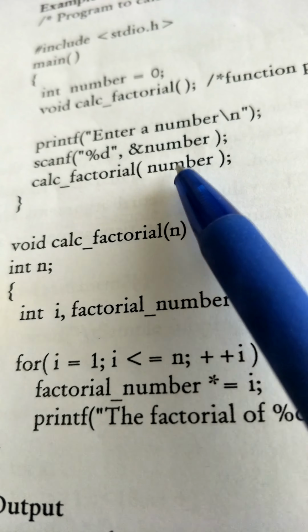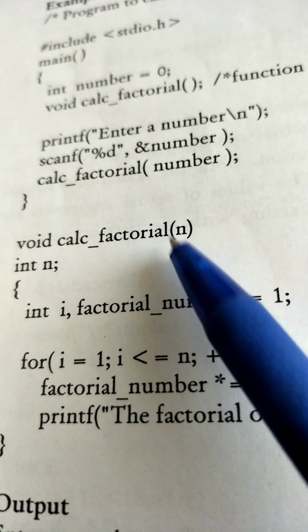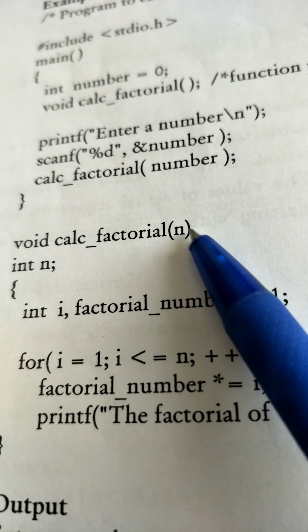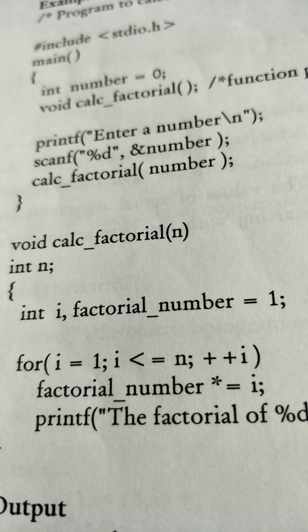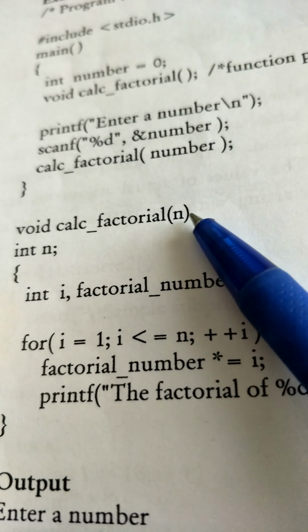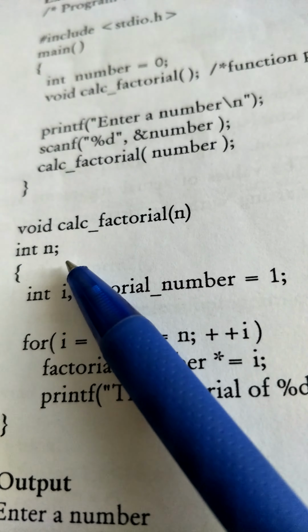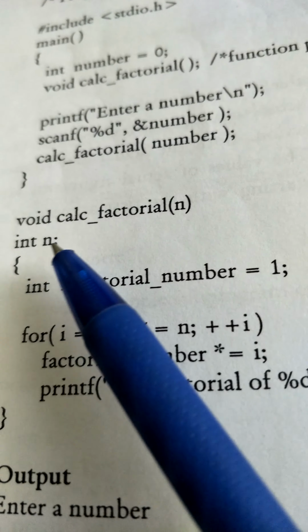Can we use a similar name? Yes, you can. No problem. You can use number here, you can use number here. But normally we use a different variable, a different argument. And then we declare those n. You still need to declare those n as integer, because now we need to use n as a local variable.